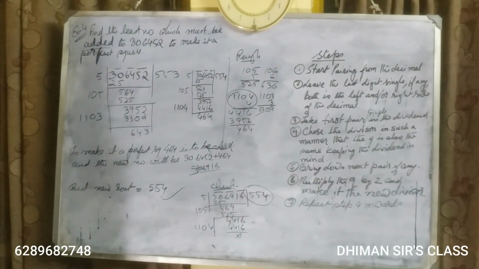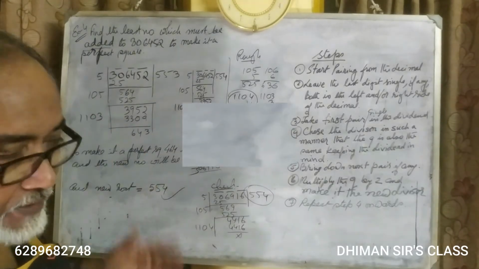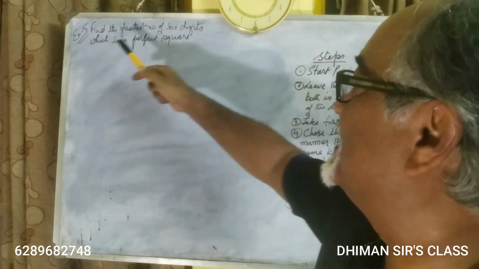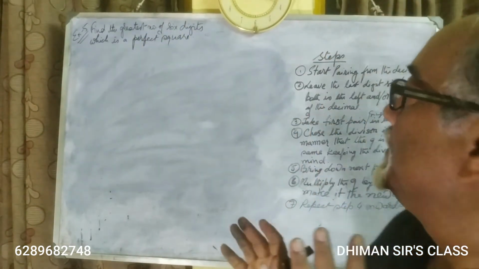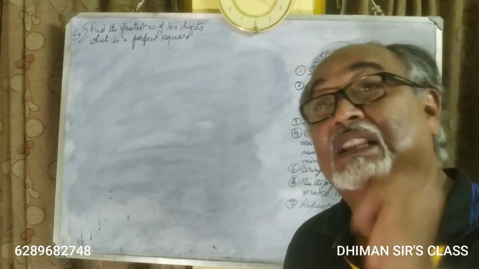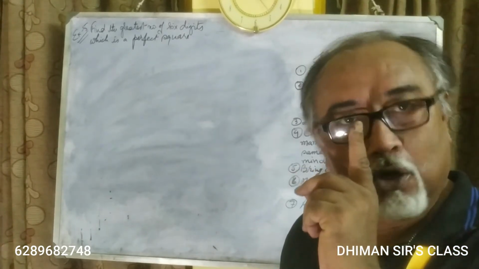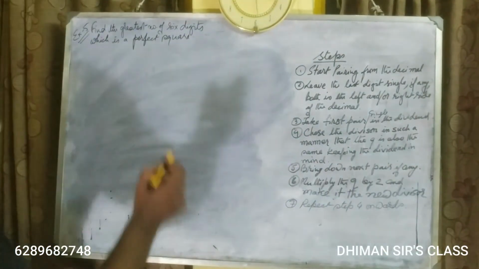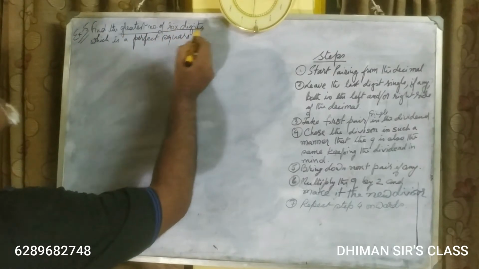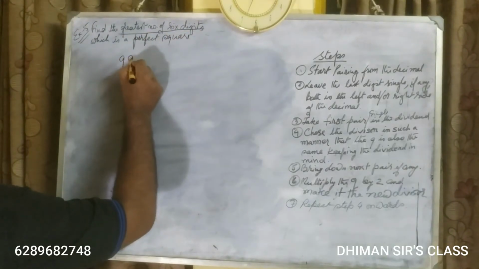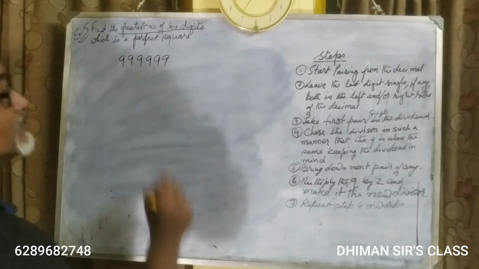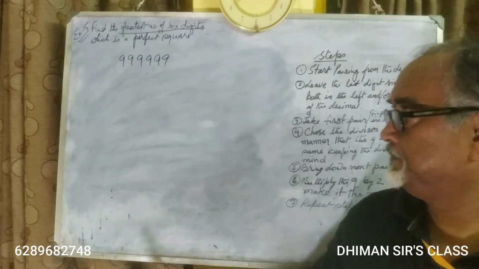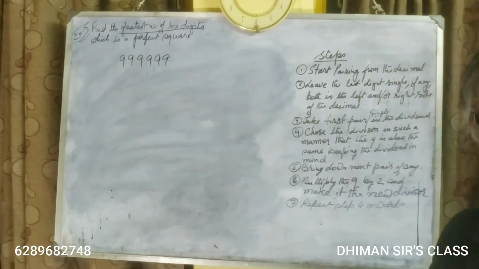Okay, students? So, please copy it down, pause the video, copy it down. Now, students, see, find the greatest number of 6 digits which is a perfect square. Means, we are asked to find out the greatest number of 6 digits. So first of all, what comes into our mind? Greatest number of 6 digits. What will be that? 1, 2, 3, 4, 5, 6. Let us take the extreme, the 6 digit greatest number.